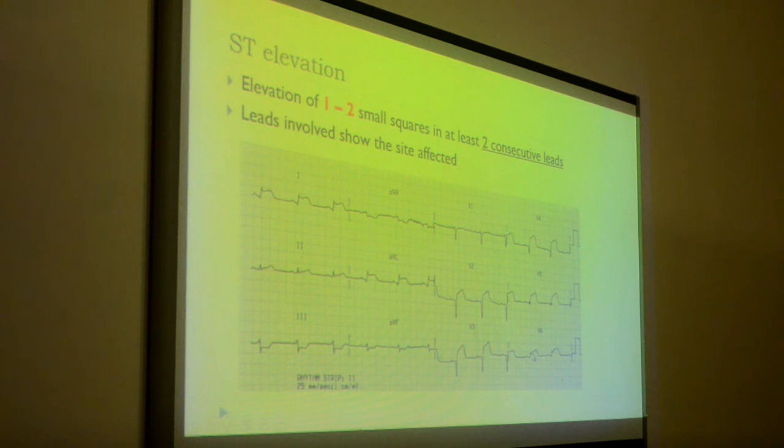What is this? From V2 to V6, which area of the heart is involved? Anterior lateral. Don't forget the other lateral leads, one in AVL. You see, one in AVL are also lateral leads. They'll also have elevation. Can you see the ST elevation here? Compare this portion with this. It should be all flat on this line. Look how elevated it is. It's like four or five small squares.